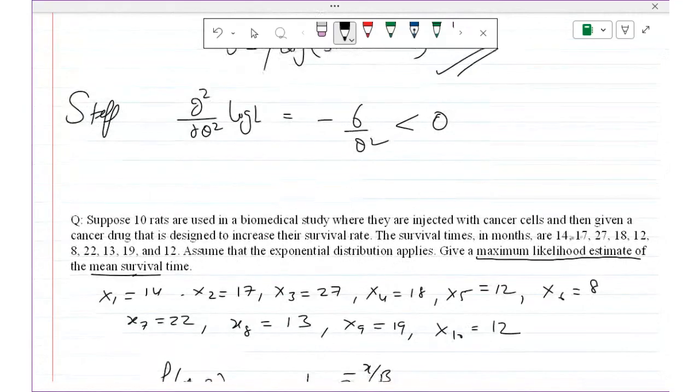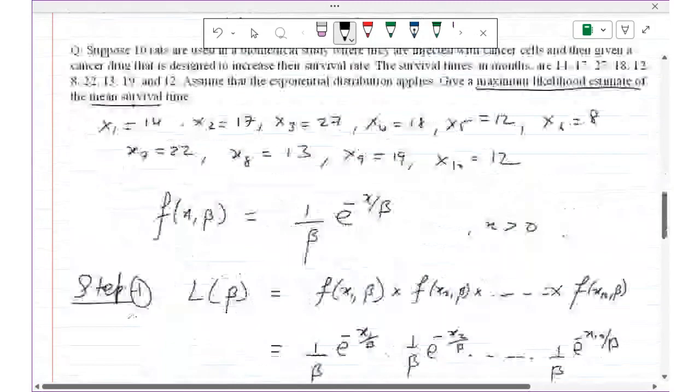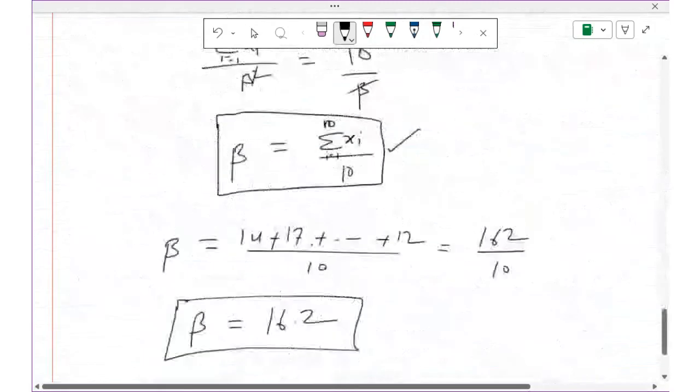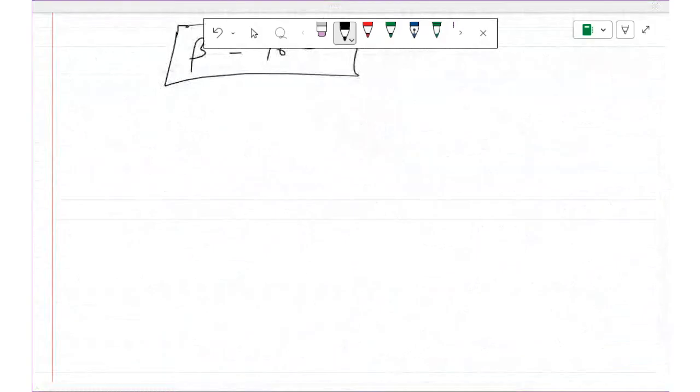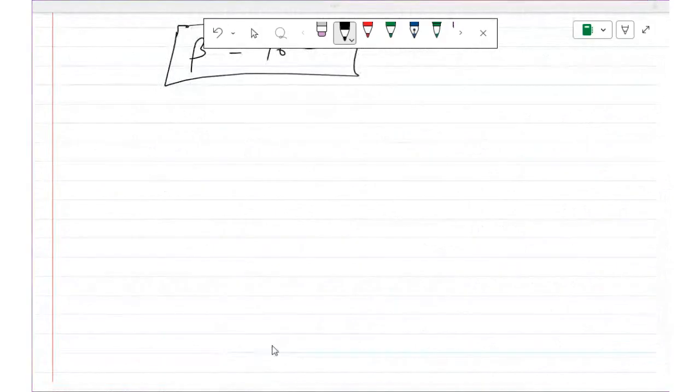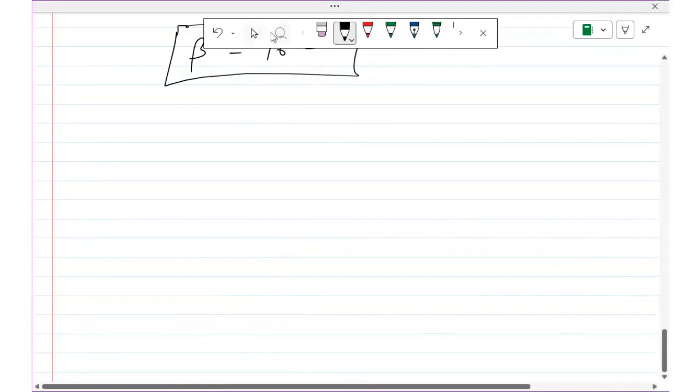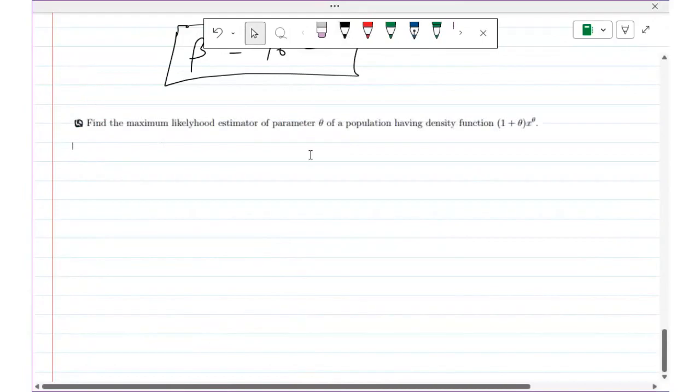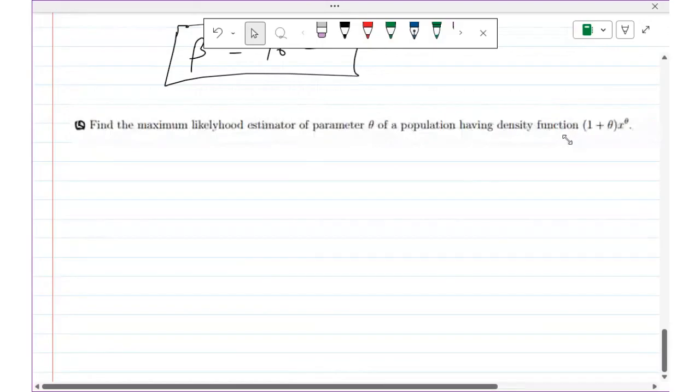Okay. Any doubts, students? Can we move to the next question? Let me do the next question. If there is no doubt, maximum likelihood is important. Okay.